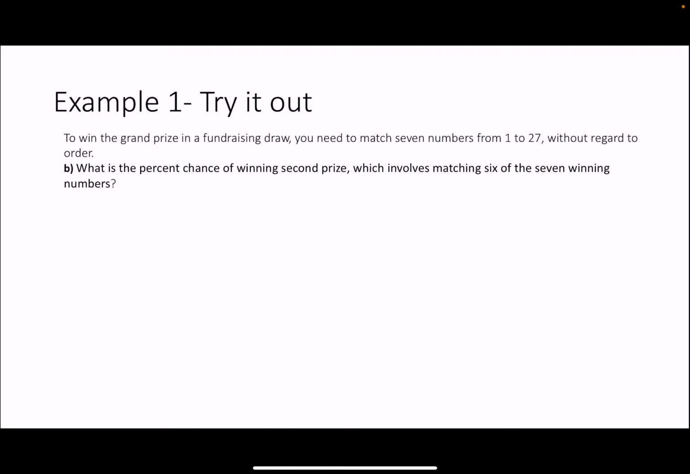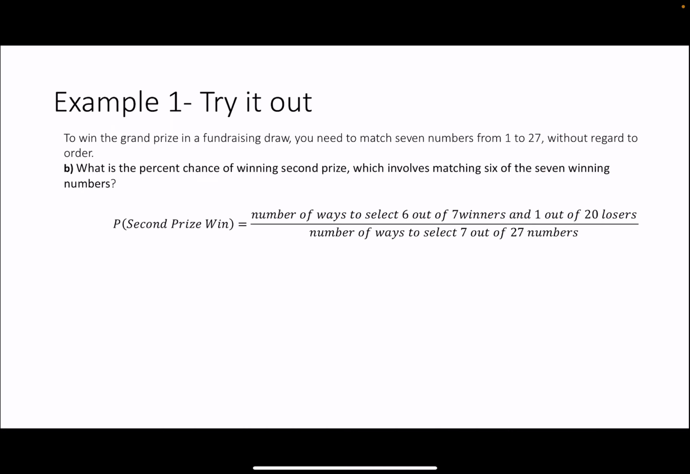B, what is the percent chance of winning second prize, which involves matching 6 of the 7 winning numbers? Well, it's the same as before. The number of ways to select 6 out of 7 winners, and then 1 out of 20 losers. For every winner selection, you can choose 20 losers, and that counts as a way, because this counts all the ways.